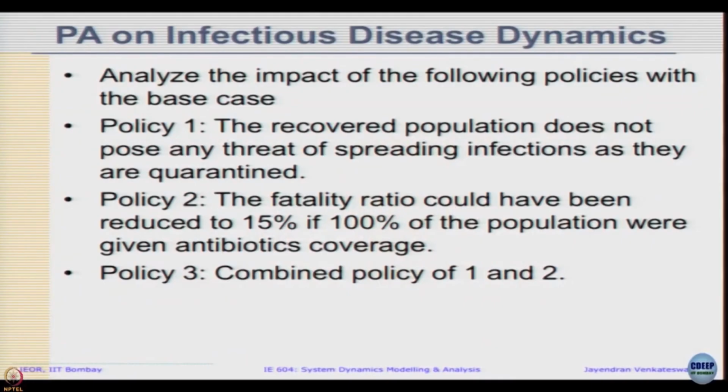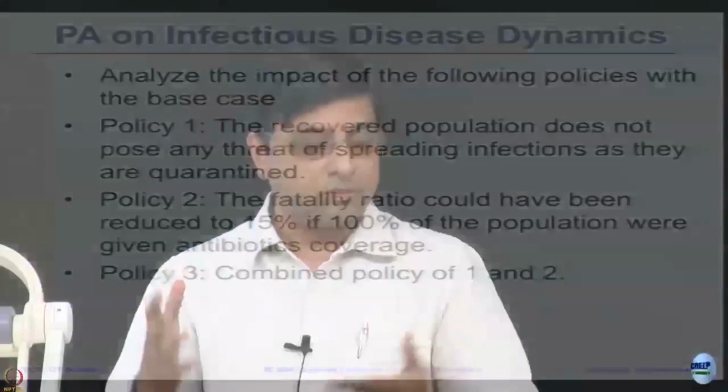Policy 2: the fatality ratio could have been reduced to 15% if 100% of the population are given antibiotics coverage upfront in anticipation. Currently, the fatality ratio is 90%. So, recall the question. What it says is, all the people who are given antibiotic injection, the fatality ratio will come to 15%. Policy 3 is combined policy 1 and 2, meaning the recovered population is still quarantined and we are doing antibiotics coverage, so we are incurring double the cost.